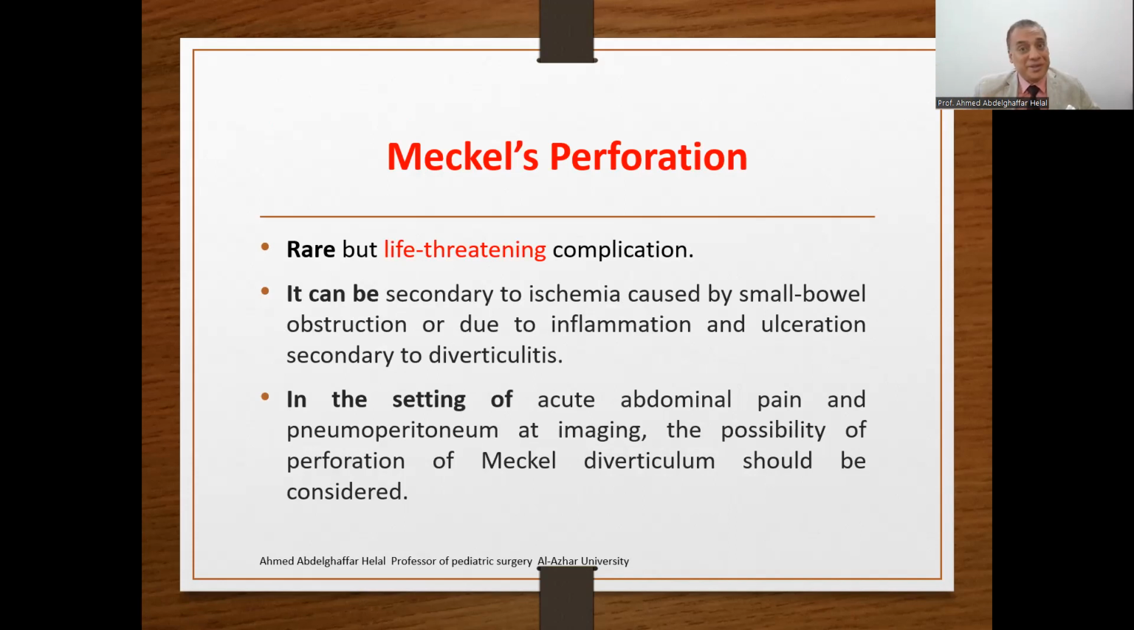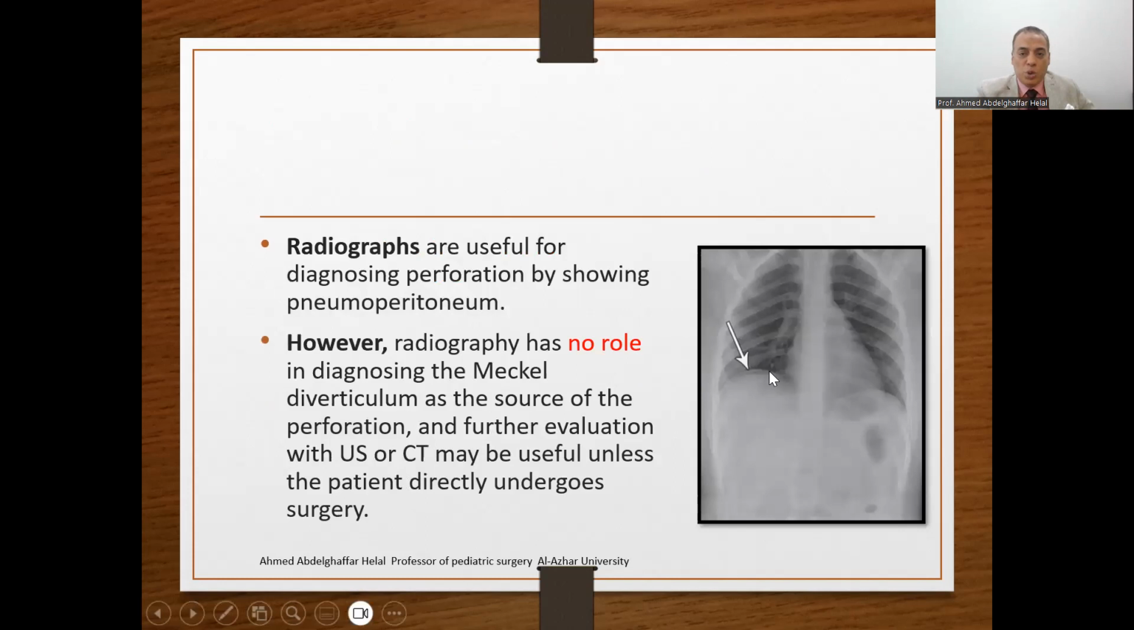Diverticulitis and perforation is a rare but life-threatening complication that can be secondary to ischemia caused by small bowel obstruction, or due to inflammation and ulceration due to diverticulitis. In the setting of acute abdominal pain and pneumoperitoneum on imaging, the possibility of perforation should be considered, like perforation of other gastrointestinal viscera. As we see, this is a small rim of pneumoperitoneum in the radiograph. However, radiograph has no role in the diagnosis of Meckel diverticulum. Perforation may be related to Meckel or other parts of the gastrointestinal tract.